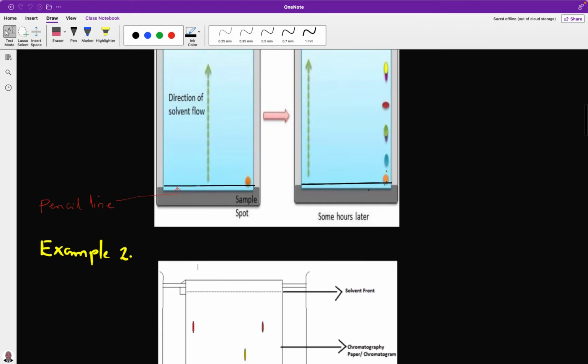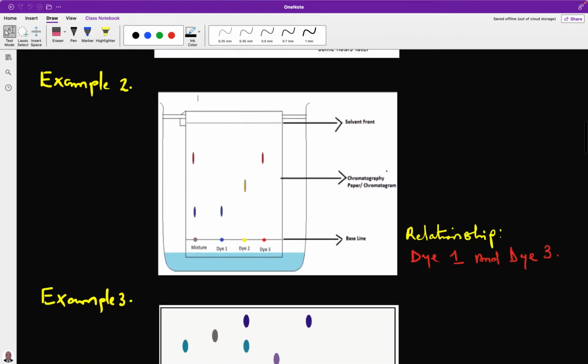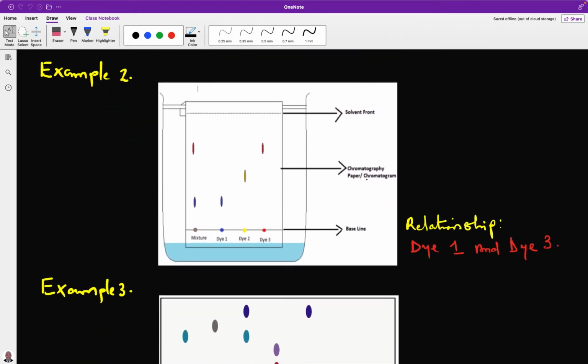Let's see the second example. This is a standard that has been made. This is the mixture. There are different dyes: dye 1, dye 2, dye 3. This is a pencil line that has been drawn, called the baseline.